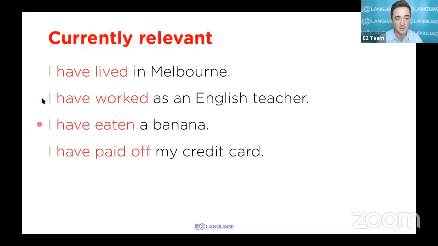Or if people are talking about eating bananas, maybe you're sitting around with a group of monkeys and you can say, oh, I've eaten a banana. I know what bananas taste like because it's currently relevant. Or you can tell your parents, I've paid off my credit card, mum and dad. I'm very happy. I'm a very proud young man. Just joking.